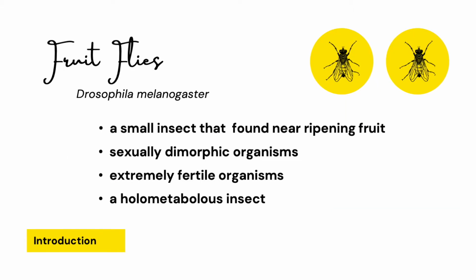Drosophila melanogaster, also known as the fruit fly, is a small insect that is commonly found near ripening fruit. It is a sexually dimorphic organism and is an extremely fertile organism. It is a widely used model organism for scientific research, and the study of this organism has provided insights into eukaryotic genetics and human disease.